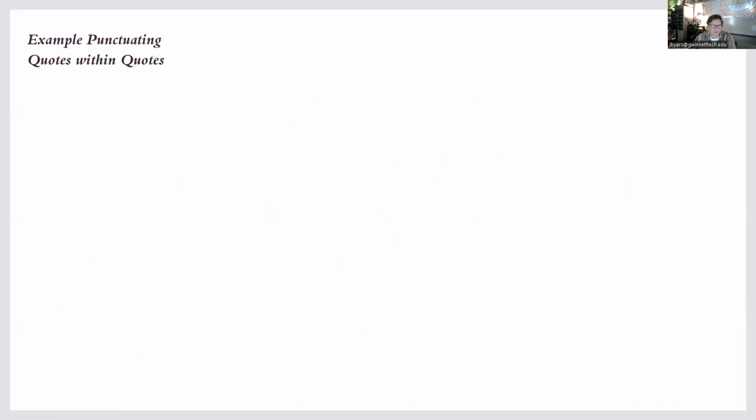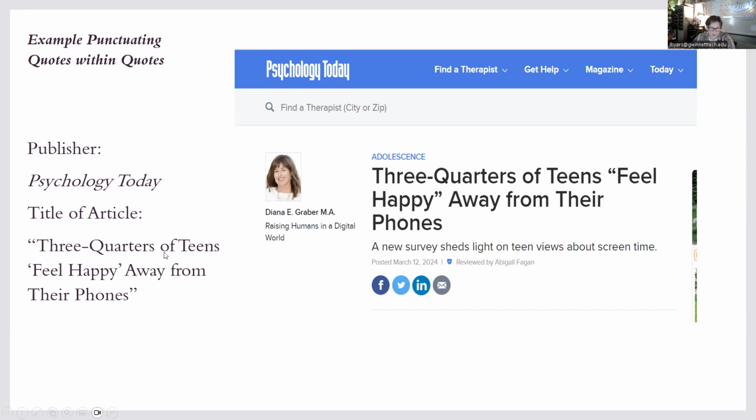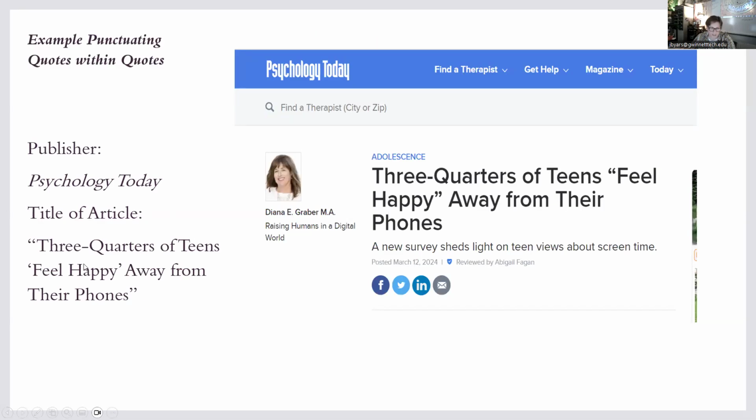Okay, so example: punctuating quotes within quotes. We have this article from Psychology Today. "3/4 of teens 'feel happy' away from their phones," by Deanna E. Graber. So the publisher is Psychology Today. How should it be written? In italics. Very good. The title of the article is "3/4 of teens feel happy away from their phones," but there's a quote within this title. So we have quotation mark, 3/4 of teens, and then we have singular quotation, feel happy, single quotation, away from their phones, double quotation marks. Okay, so make sure that you understand this. A quote within a quote has singular quotation marks.